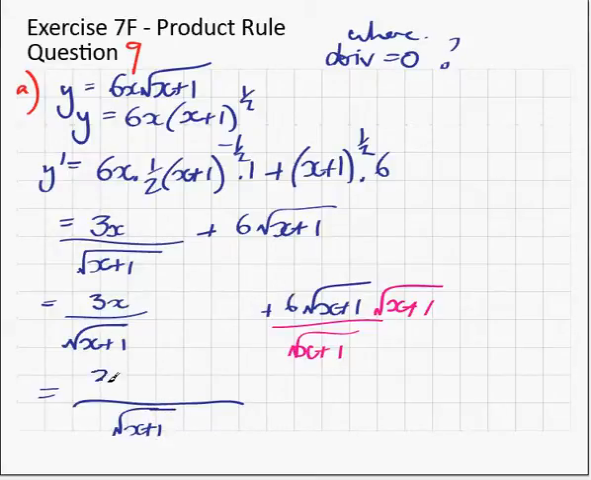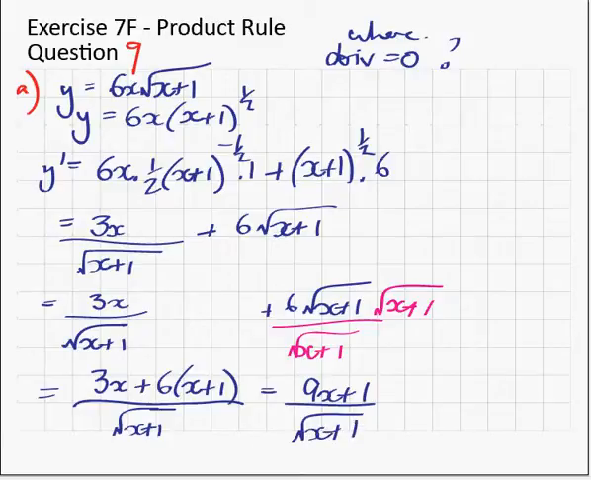Here I have 3x, that hasn't changed. Now I'm adding 6 lots of square root of x plus 1 times the square root of x plus 1, which is just x plus 1. Simplify this top line, 3x plus 6x is 9x plus 1 all over the square root of x plus 1.